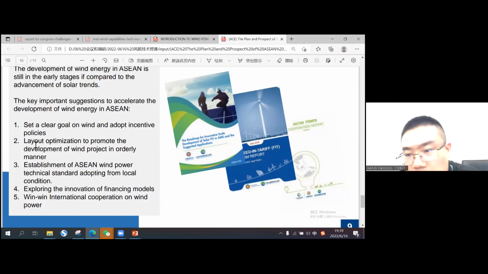The layout optimization. For the site selection, the location of the wind power plant is crucial for the cost estimation. So we need to have a development scheme.